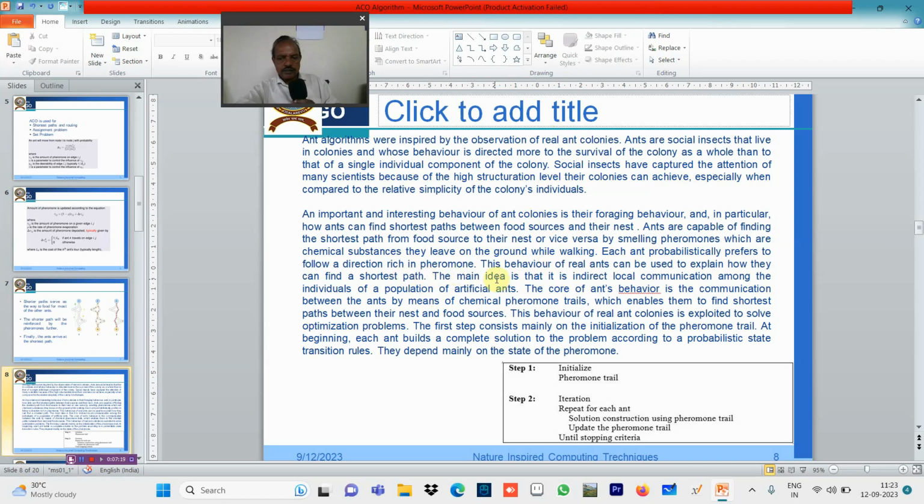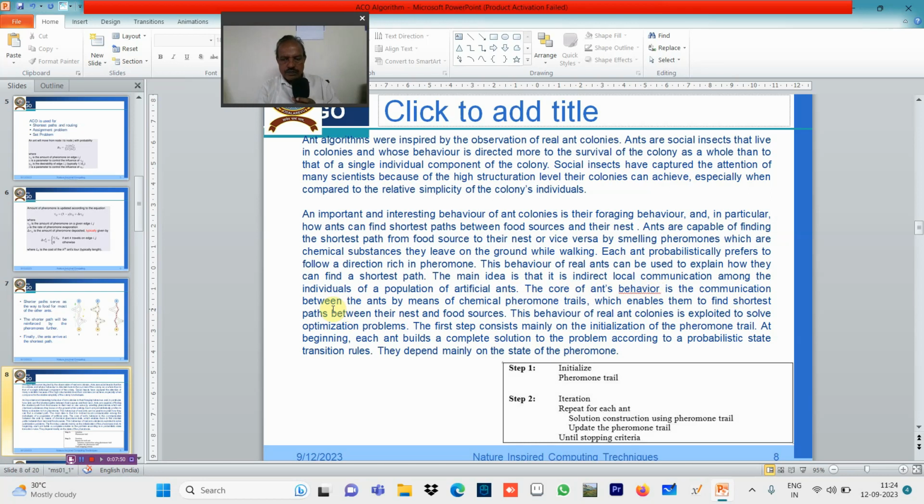The main idea is indirect local communication among the individuals of a population of artificial ants, and the core of the ants' behavior is the communication between the ants by means of chemical pheromone trails, which enables them to find the shortest paths between their nest and the food sources. This behavior of real ant colonies is exploited to solve optimization problems.